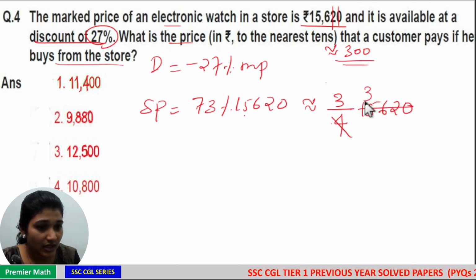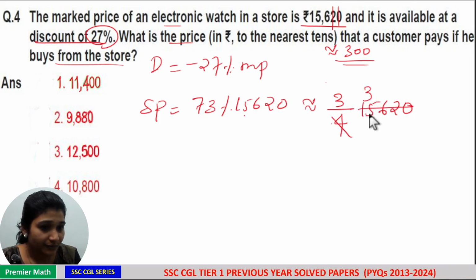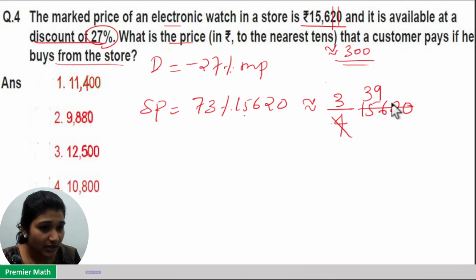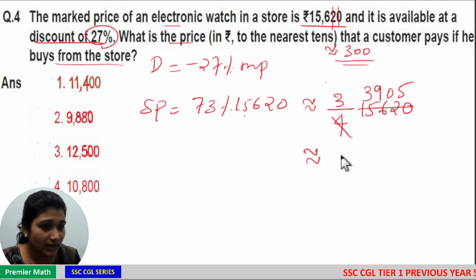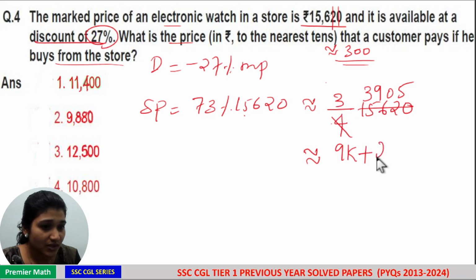Here 4 goes 3 times in 12, then 15 and remaining 36. So 4 goes 9 times in 36. Here 0, 4 goes 5 times in 20. So this is around 3 3s are 9. So 9,000 plus 3 into 9, which is 2,700.